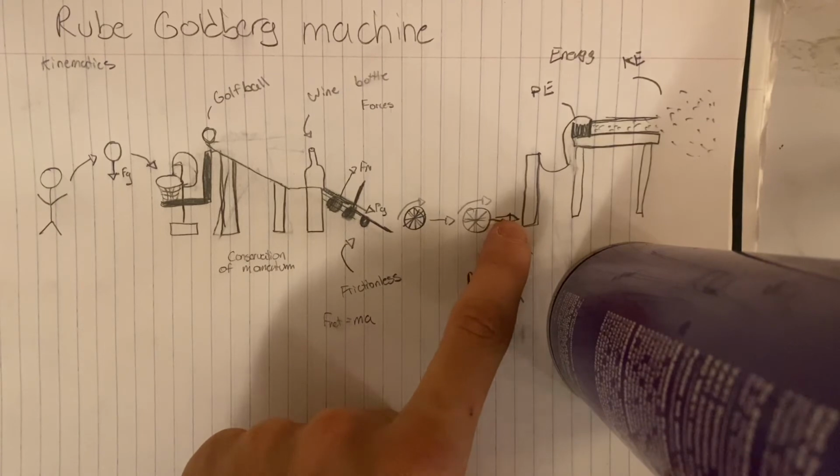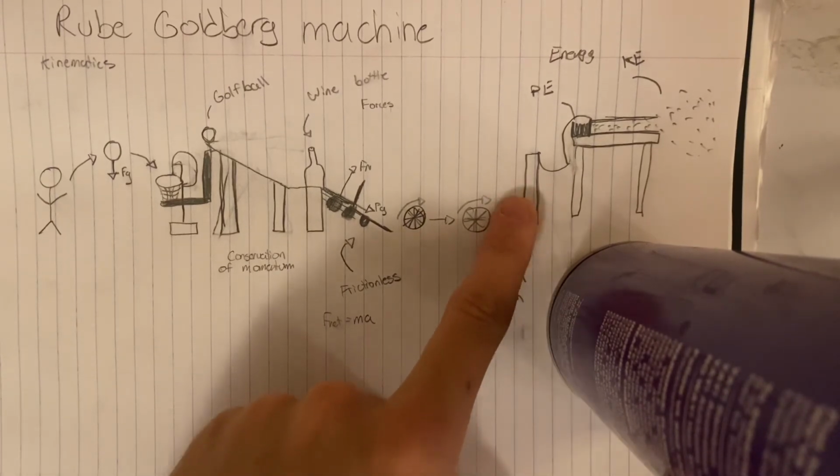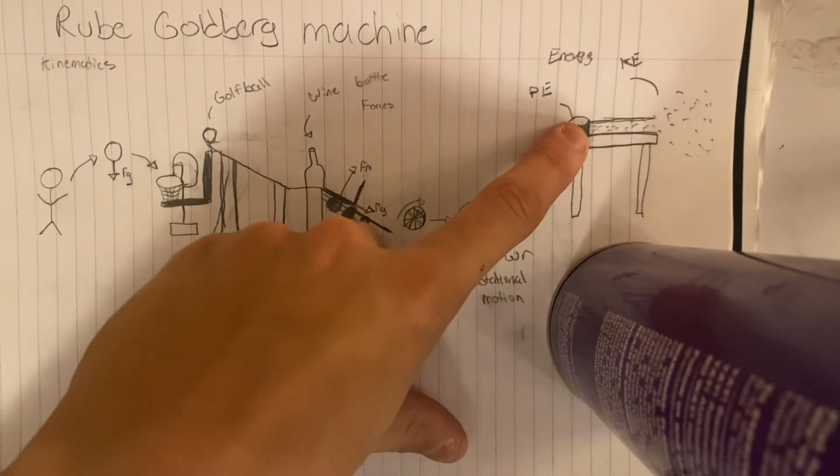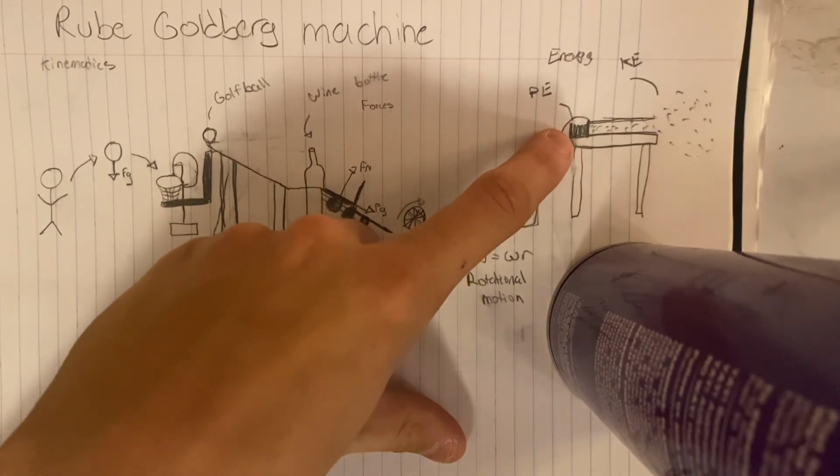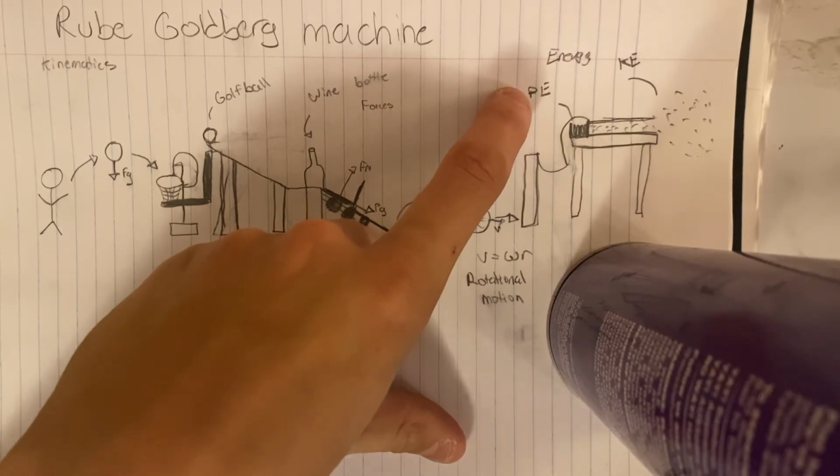And after the wheel bumps into this post, it has a string attached that comes up to a piece of wood that's keeping this spring compressed. While the spring is compressed, it's containing a lot of potential energy.